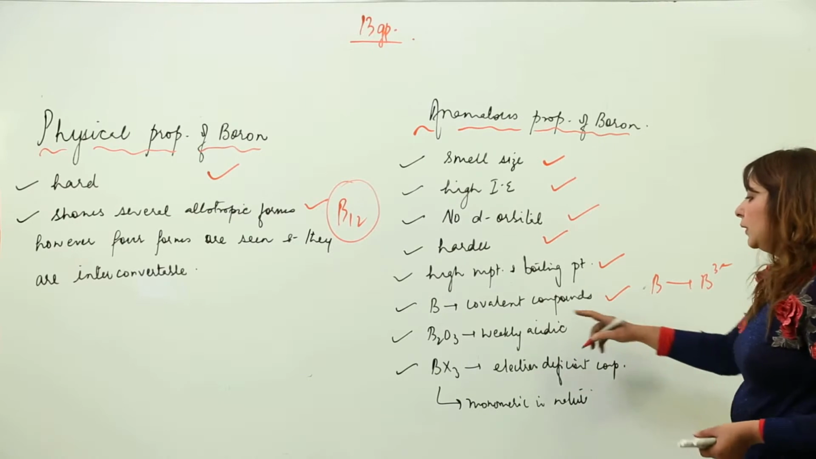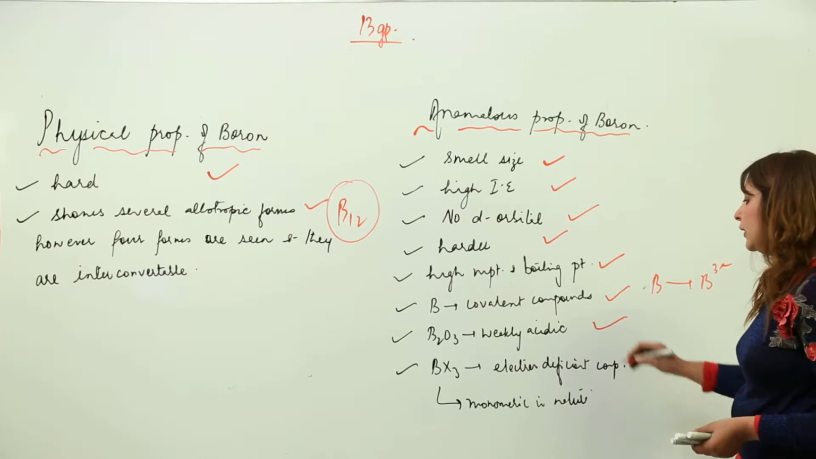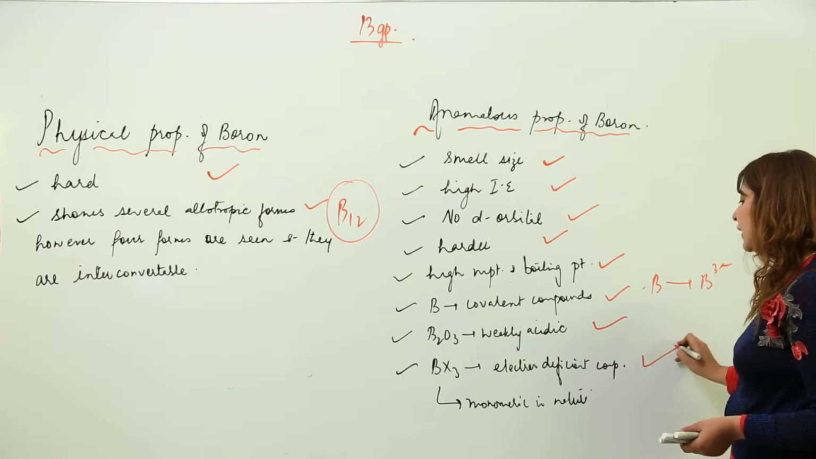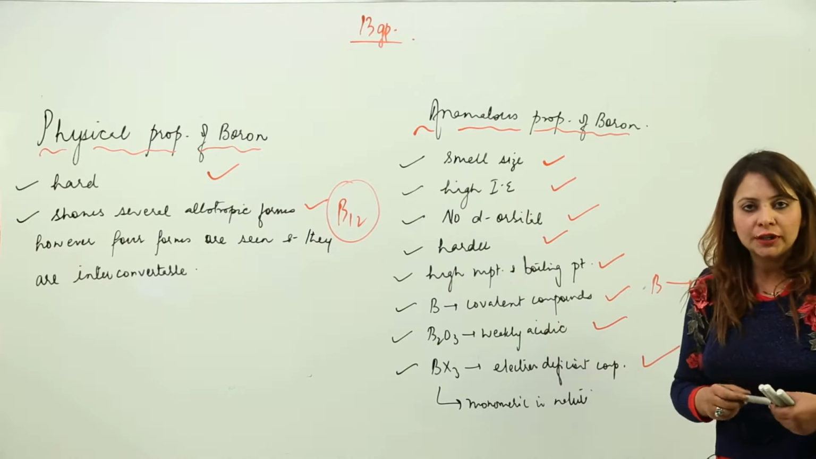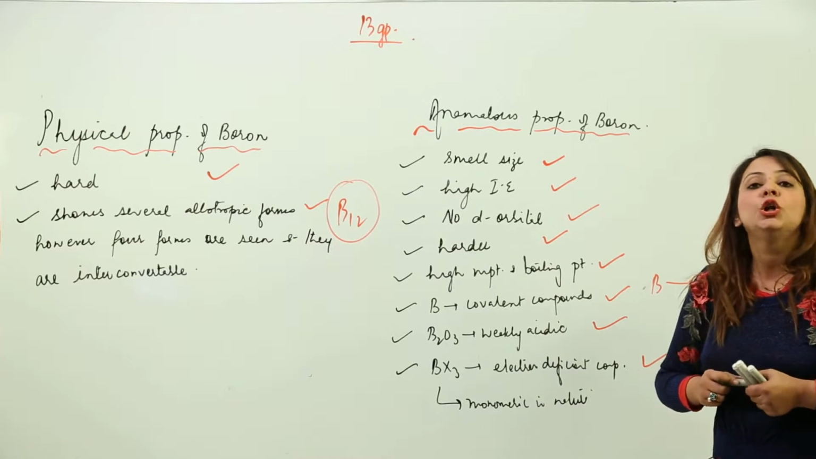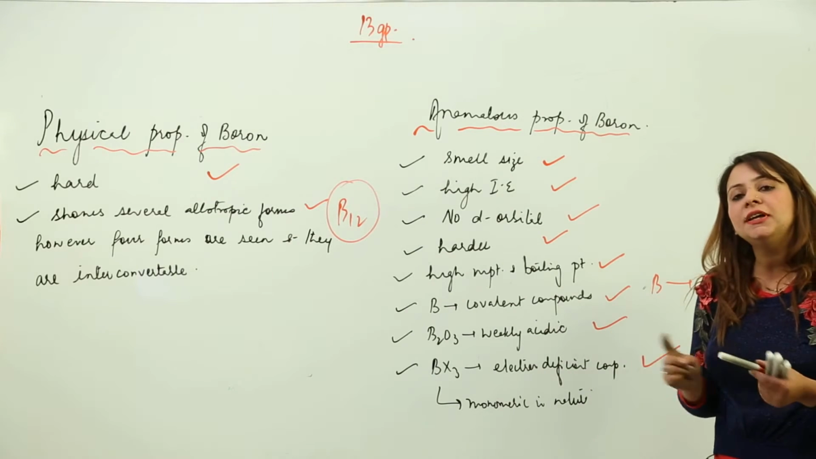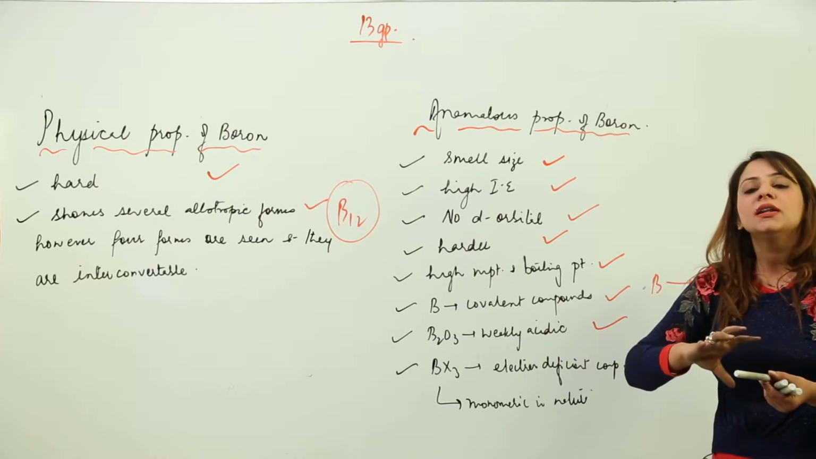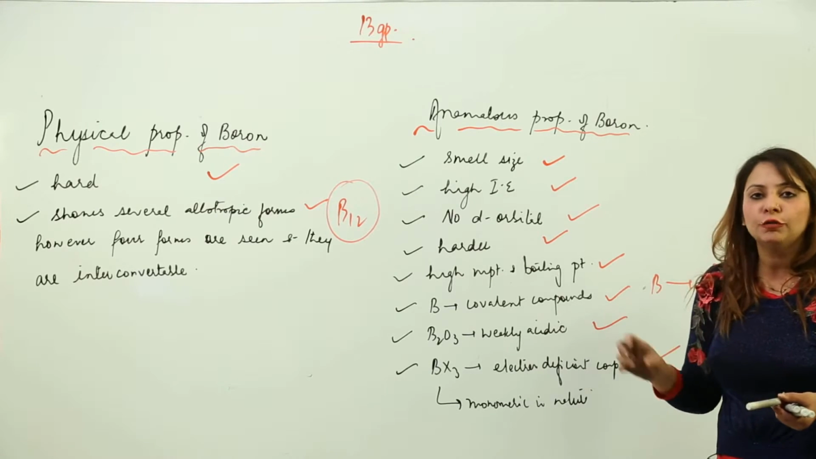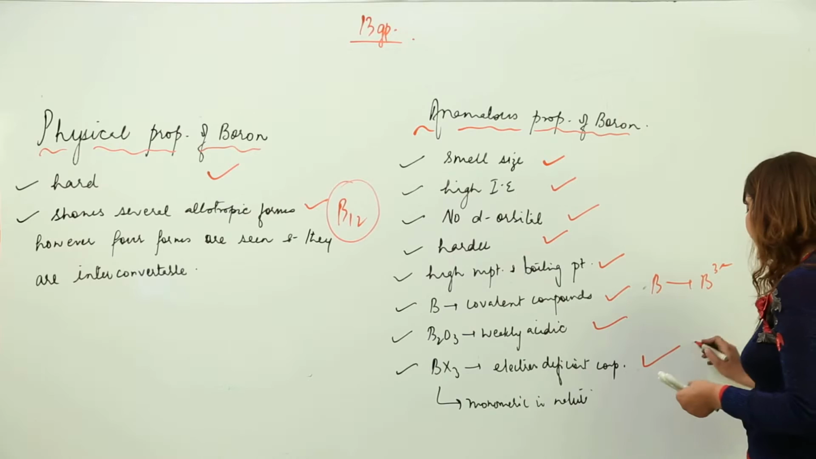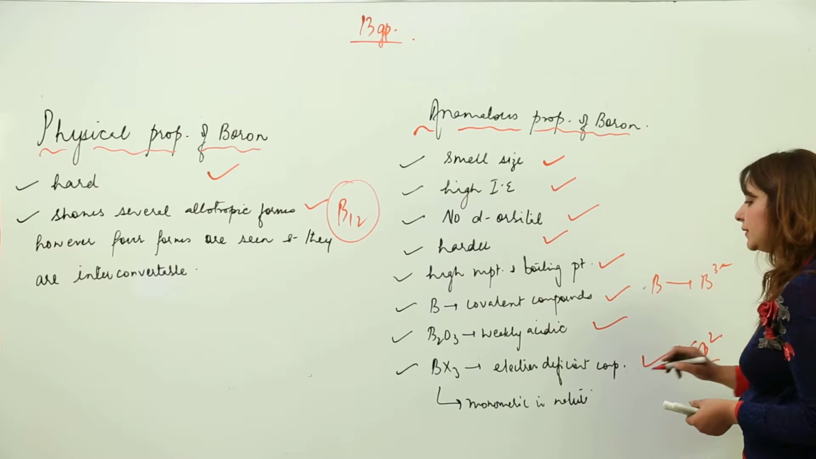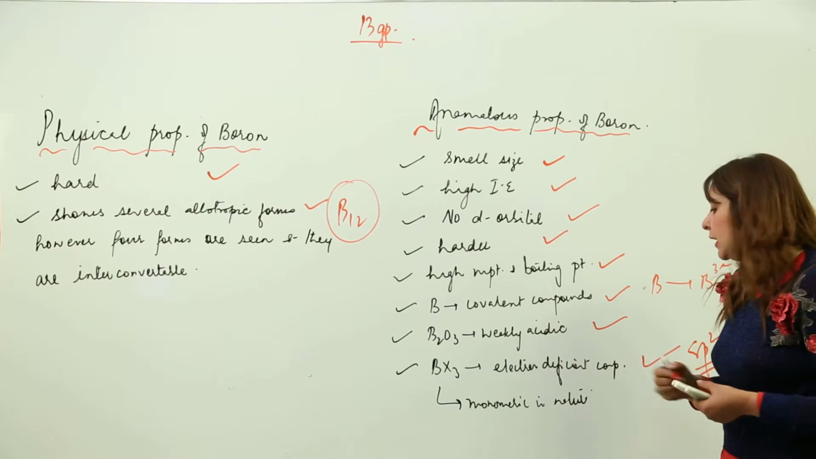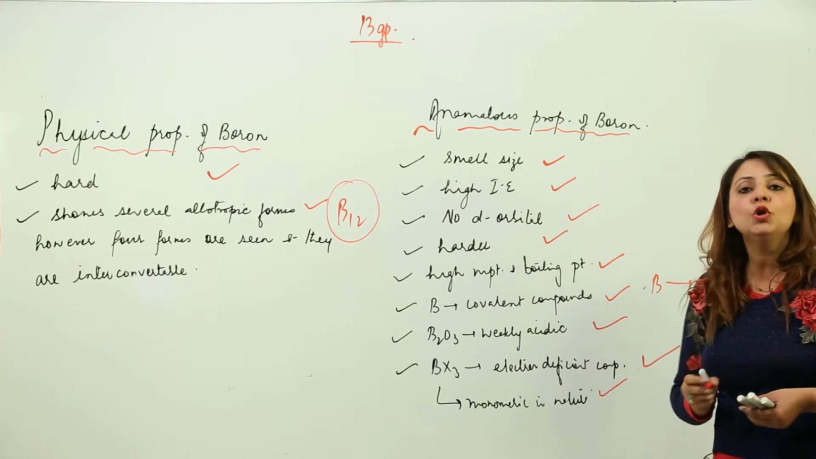And moreover, B2O3 is weakly acidic, and whenever it forms its halides, they are all electron deficient compounds. That means they act as Lewis acids. And you are also familiar with the order of the different halides of boron, and they are sp2 hybridized. And if we talk about the nature of halides, then it is actually monomeric in nature.